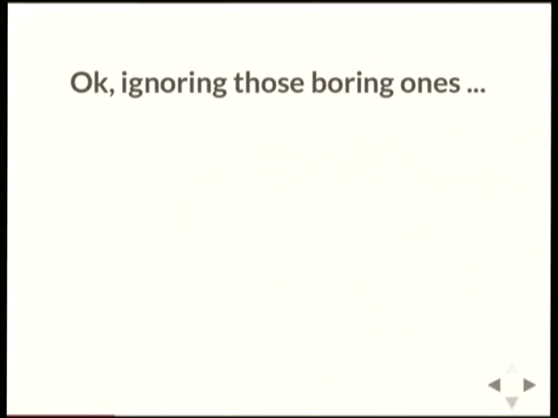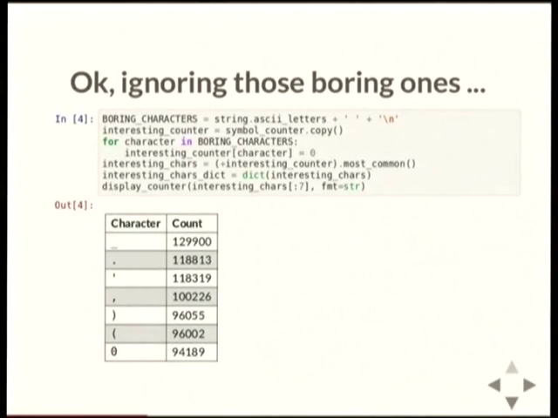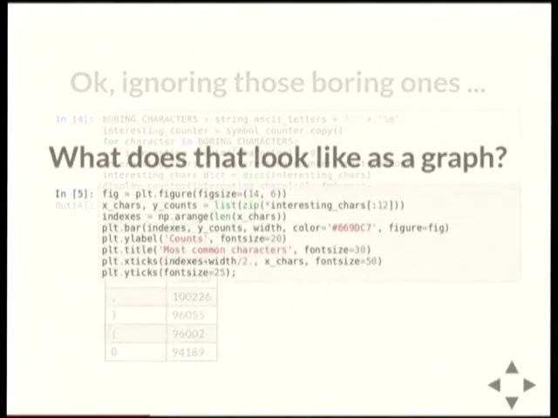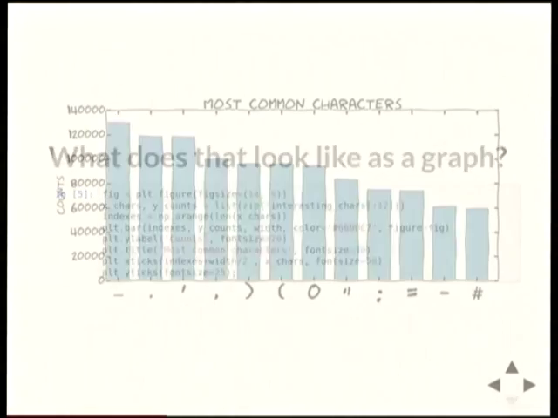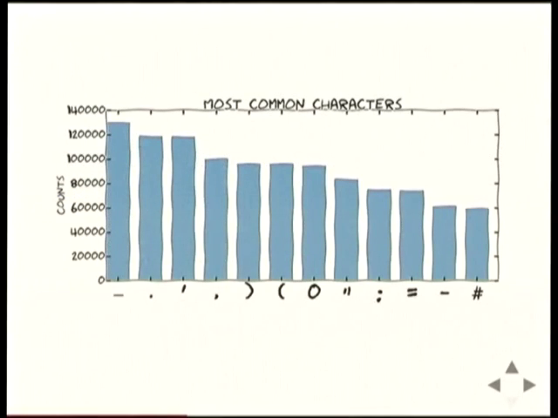So let's get rid of the boring ones, and we're left with underscore, followed by full stop, and a couple of others. And why are there 50 more closed brackets than open brackets? Who knows? Smileys in comments, let's hope so. So what does that look like in a graph? This was my first attempt at writing matplotlib, so thanks, Grant, for putting up with me. Looks kind of cool, doesn't it?